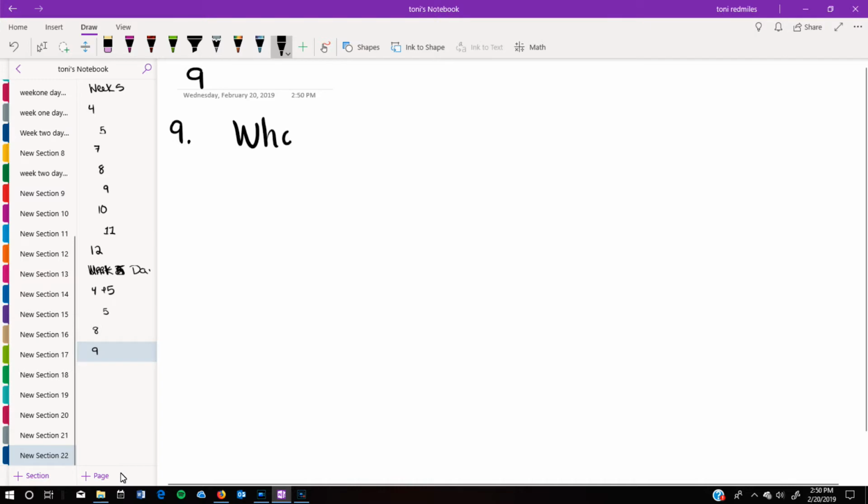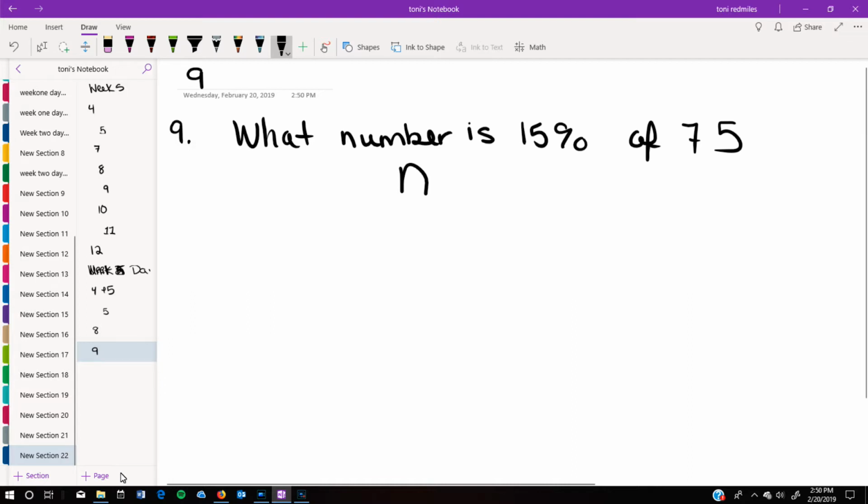That's the last of the what numbers. So what number is 15% of 75? What numbers? N equals for the is 15%. I'm going to go ahead and do a decimal this time. Of is multiply and 75. So now I got to multiply these two.